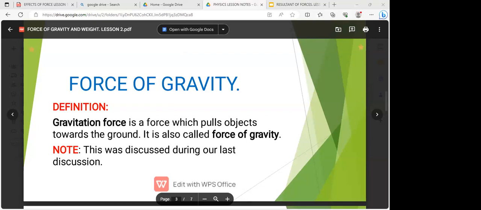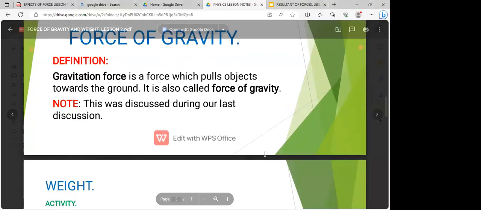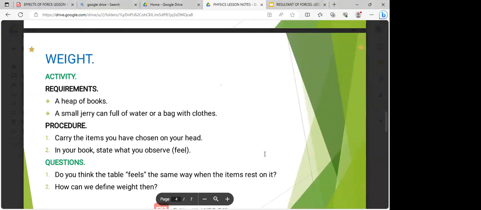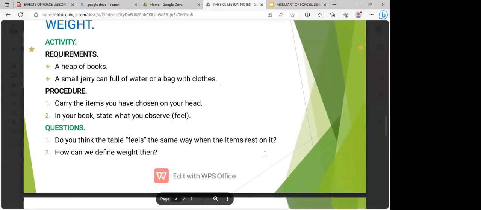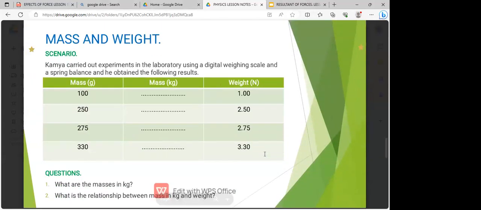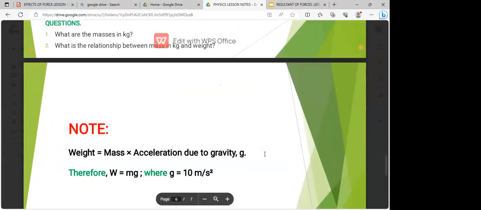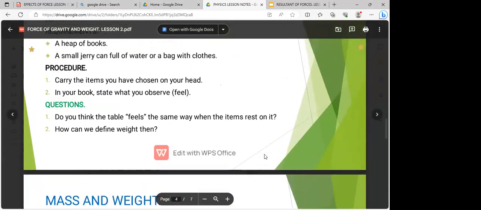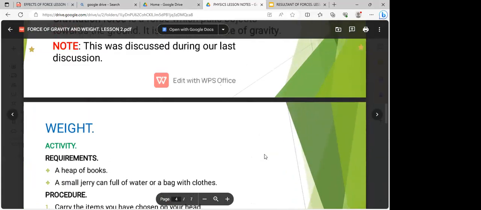Okay, we have seen the definition. And now I want us to look at weight. Now we are going to define the term weight.